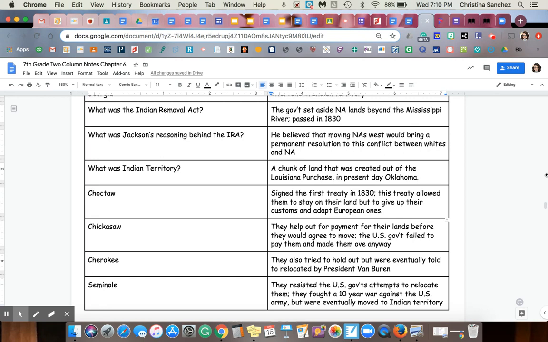And the last group is the Seminole. They originally were one of the only groups to resist the U.S. government's attempts to relocate them. As a matter of fact, they actually fought a 10-year war against the U.S. Army. But they ended up losing because the U.S. Army is a lot stronger than they were. And they were eventually moved to Indian Territory. As a matter of fact, they were the last group that were moved to Indian Territory.